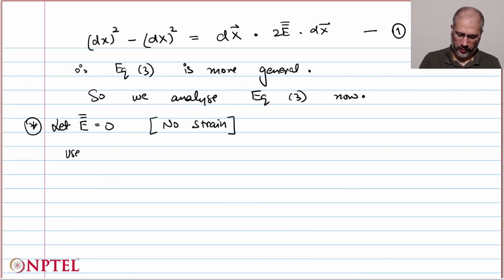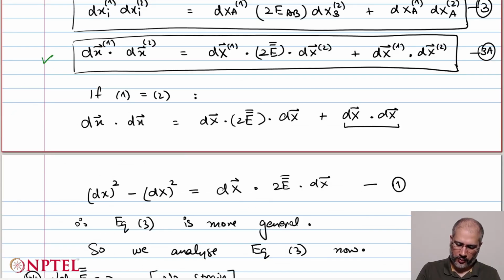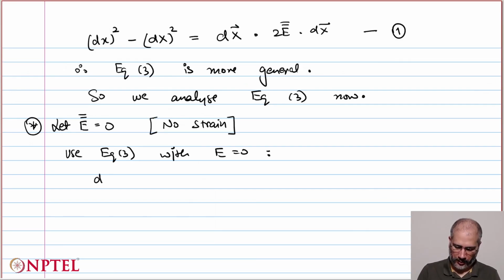So we use equation 3 with E equal to 0. So this is the equation number 3, the symbolic form. And if E is 0, then this term basically goes to 0, and we are left with dx dot dx, well, 1 and 2, is equal to d capital X1 times d capital X2. So for this case, we get d small x vector 1 dotted with d small x vector 2 is d capital X vector 1 dotted with d capital X vector 2.